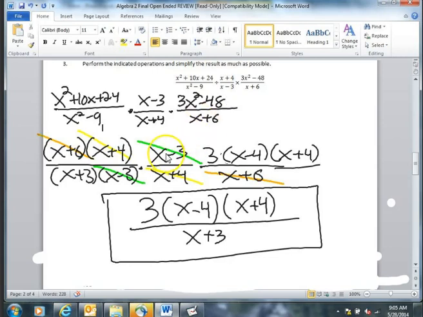Now, I then cancel. Remember, it's a one-for-one cancellation. You can only cancel out things that are whole factors. I mean, I couldn't go, hey, that x and that x can cancel. No, no, no. They have to be whole factors. X plus 6s, x plus 4s.